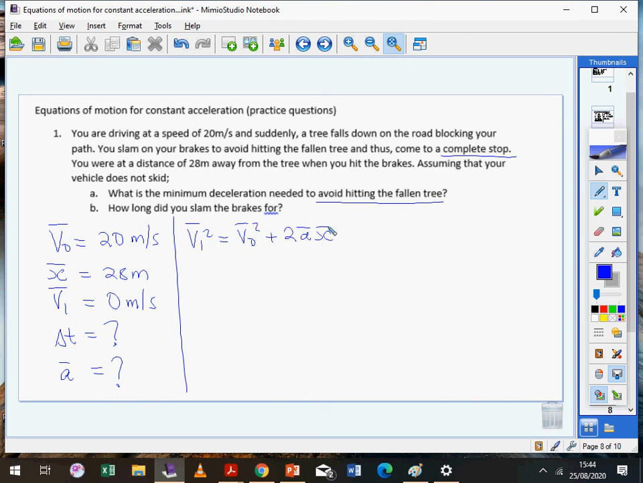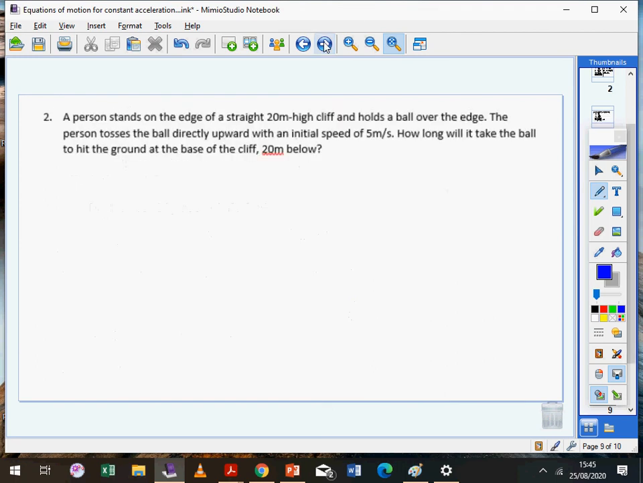v1 is 0, v0 is 20 squared plus 2 times acceleration times 28. And the only unknown in this equation is acceleration, which you can solve for. Please do not forget the units, meters per second squared. All right. Sorry, there was a part B.